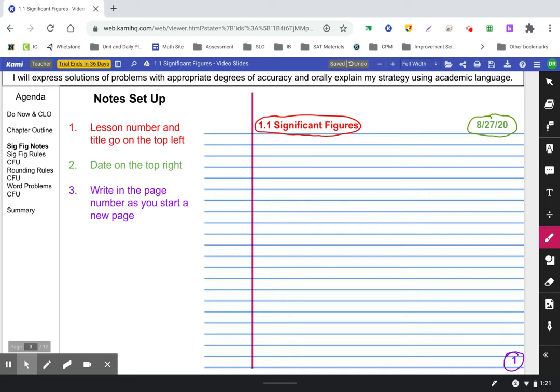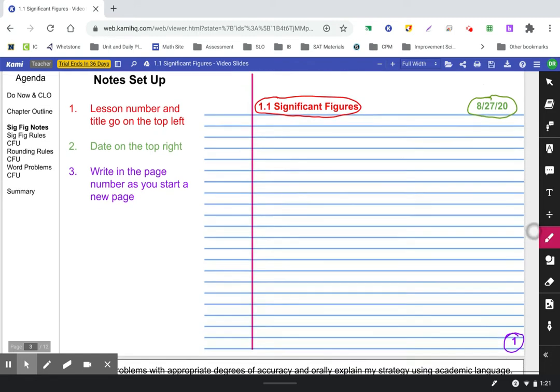I don't recommend right now going through and just writing out 1, 2, 3, 4, 5, 6, 7, 8, 9, 10, because there may be days when I give you a handout and ask you to input that into either your notebook or your binder, and that'll take up a page number. So just do it as you go. Don't do it all right now.